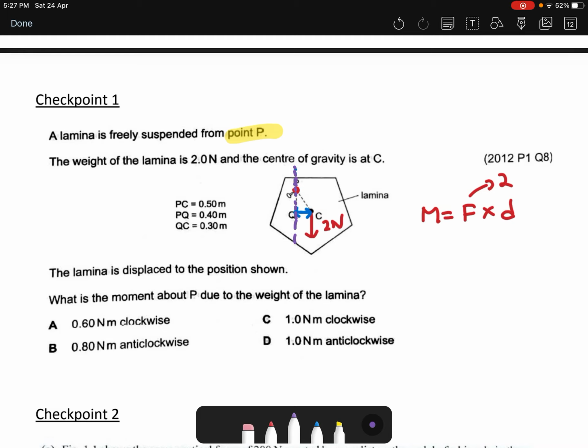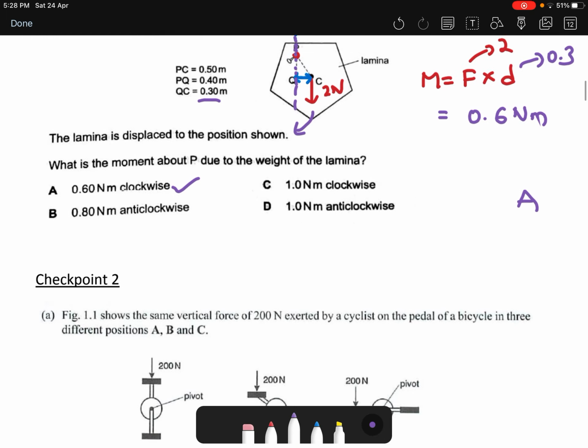So 2 times your QC, right? QC, we are given that this is about 0.3. So the moment is about 0.6 Newton meter. But this is not enough because I need to state whether it is clockwise or anti-clockwise. As you can see, this is definitely a clockwise direction. So the answer should be A. Right, so let's move on to checkpoint 2.